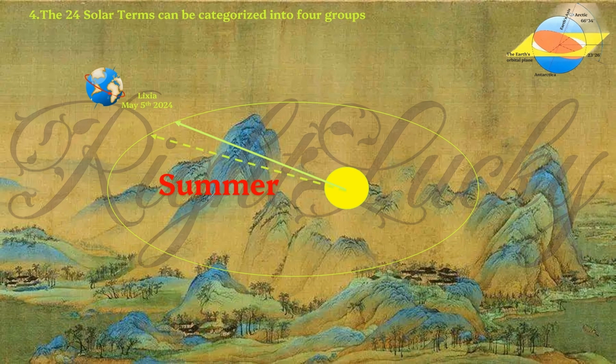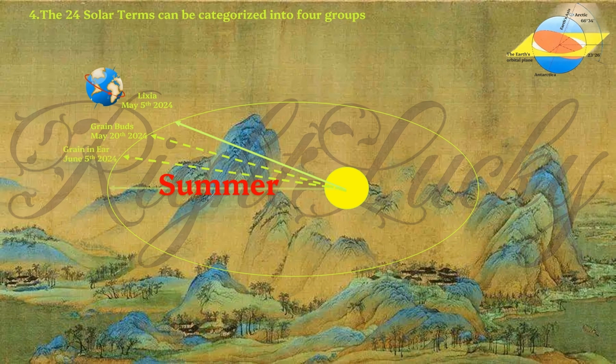Equinoxes and solstices, the cornerstones. Spring equinox and autumn equinox mark the moments when the sun is directly above the equator, resulting in equal day and night across the globe. They signal the transition from winter to spring and summer to autumn, respectively.